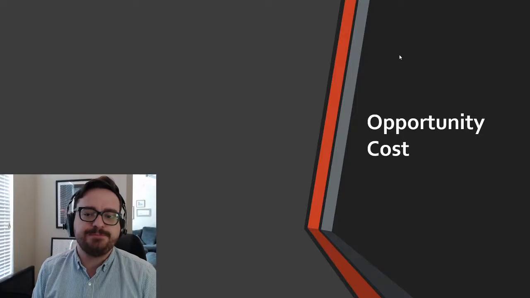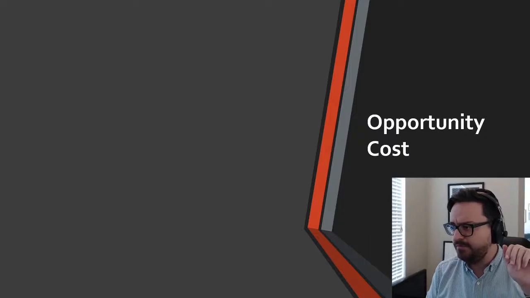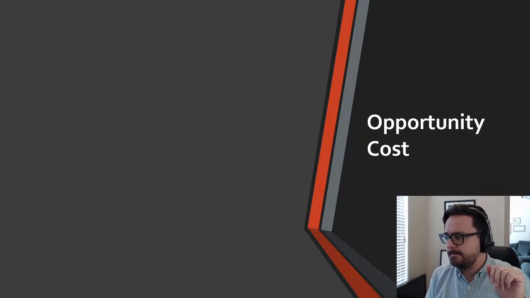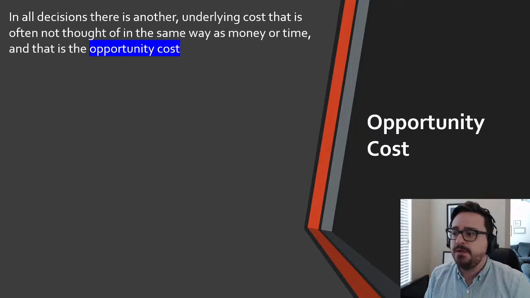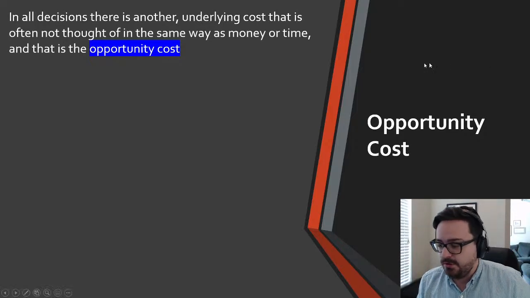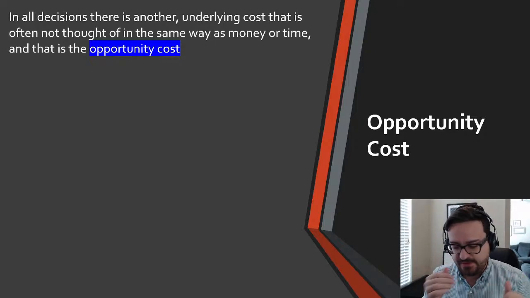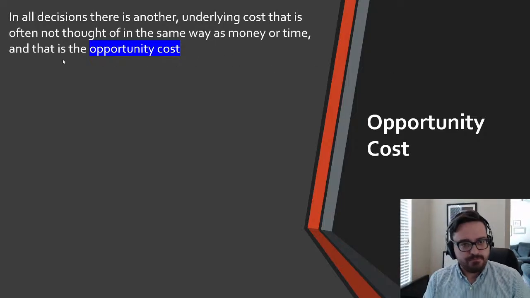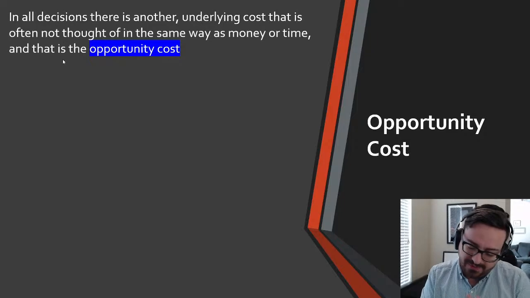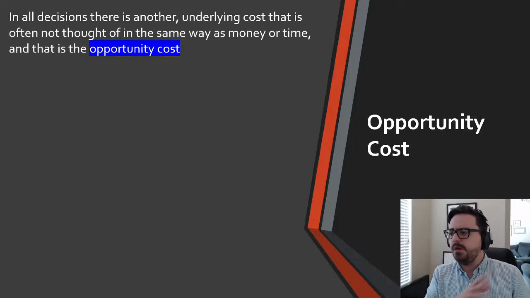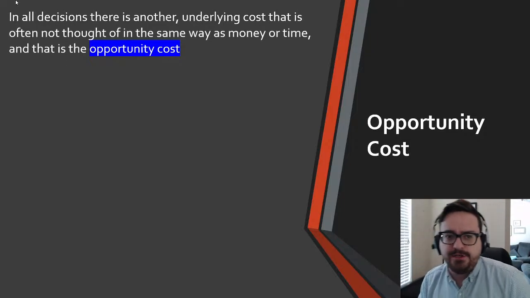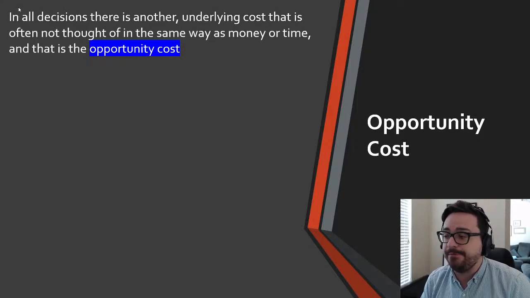Okay, opportunity cost. Let me move my face because this is a lot of text too. So, outside of the marginal benefit, marginal cost, where it's like literally a tangible number, or like a numbers thing that you can usually apply to it, whenever you choose to do something, there's also an additional underlying cost that you typically don't think about, and that is called the opportunity cost.